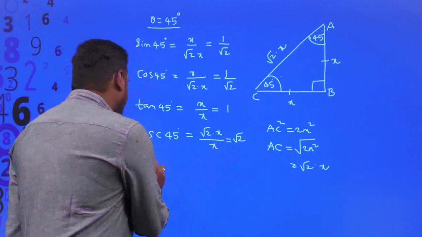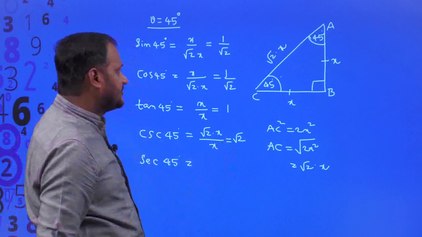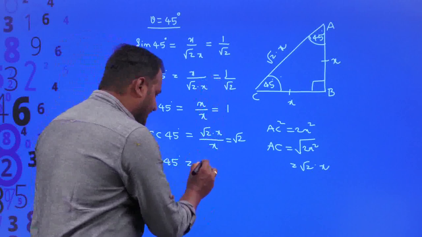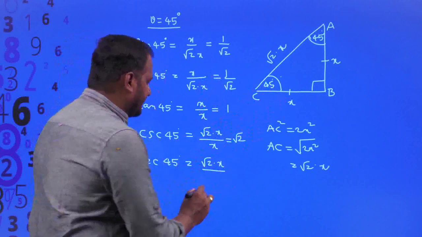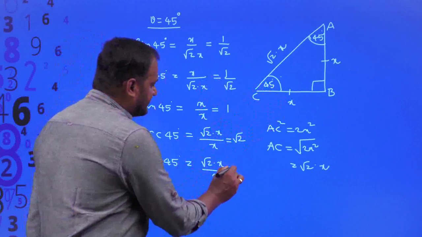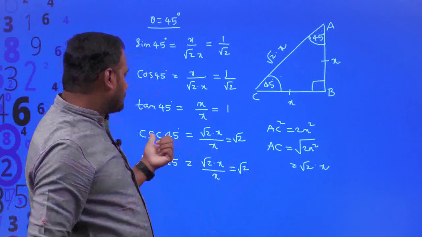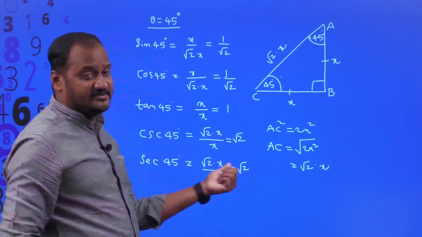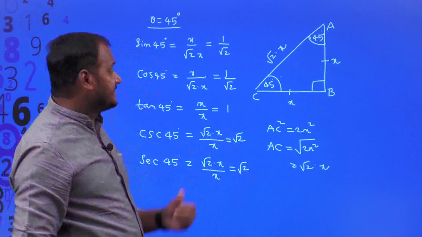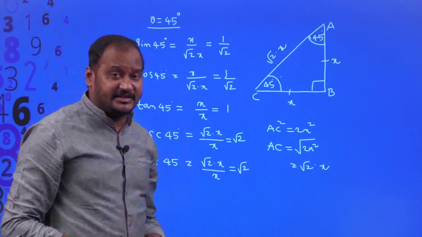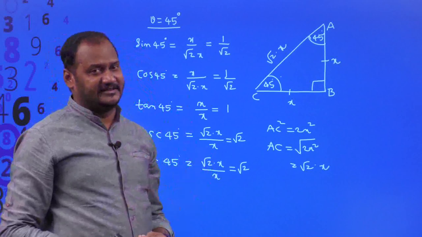And coming to the next trigonometric ratio, that is secant. So, secant 45 degrees is equal to, again, hypotenuse, root 2 times x, divided by side adjacent to 45, that is x. So, x and x cancel. Again, you get root 2. Again, you see here cosecant 45 is root 2. Secant 45 is also equal to root 2. So, what can you infer about cosecant and secant? Yes, same as sine and cos. If cosecant theta is equal to secant theta, then theta is equal to 45 degrees, right?